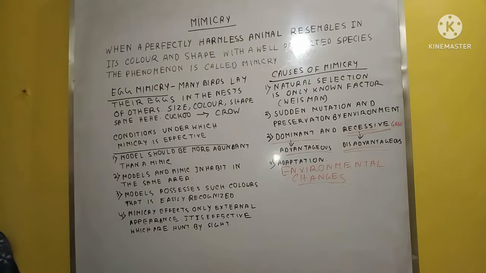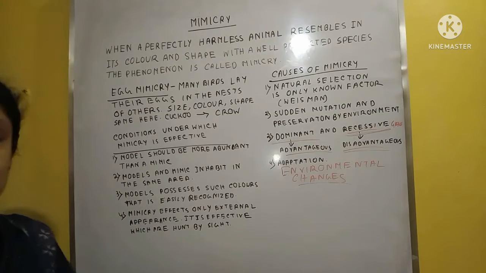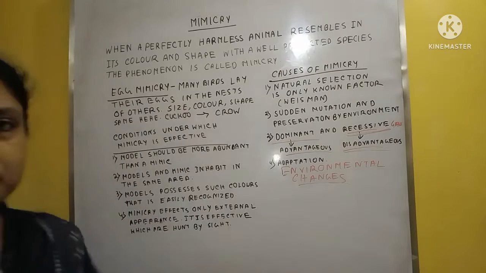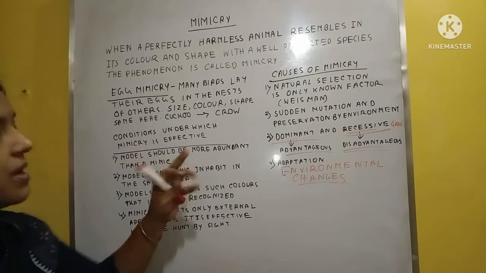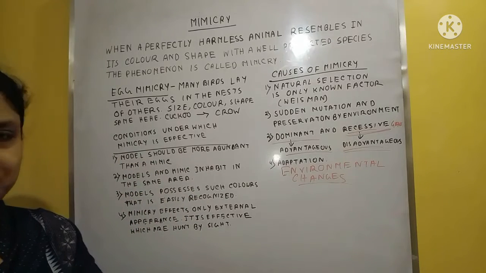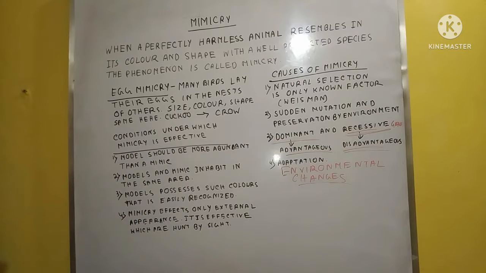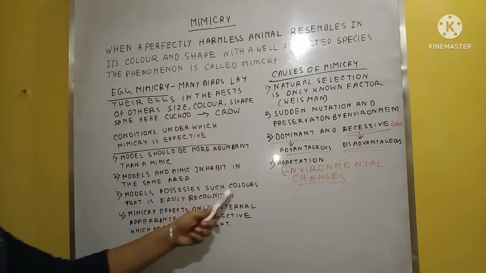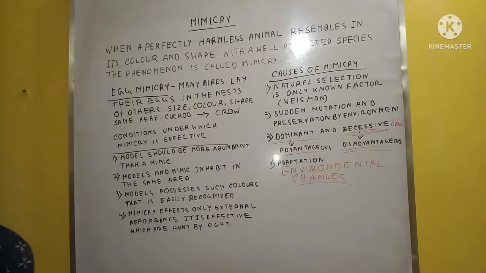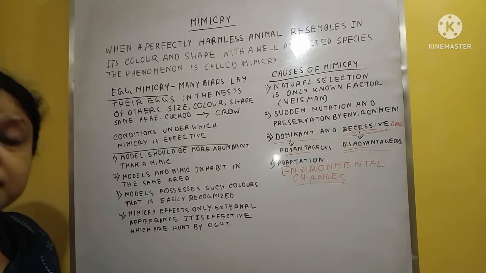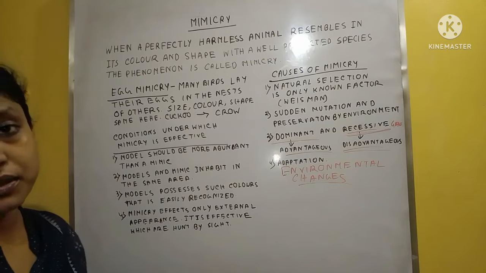If the model is in India and the mimic is in the USA, then mimicry is not explained in such a way. So both types of animals have to inhabit the same area. Third one is that the models possess such colors that are easily recognized. The mimic follows only those models which are easily visible or easily recognized by their colors. Clear?